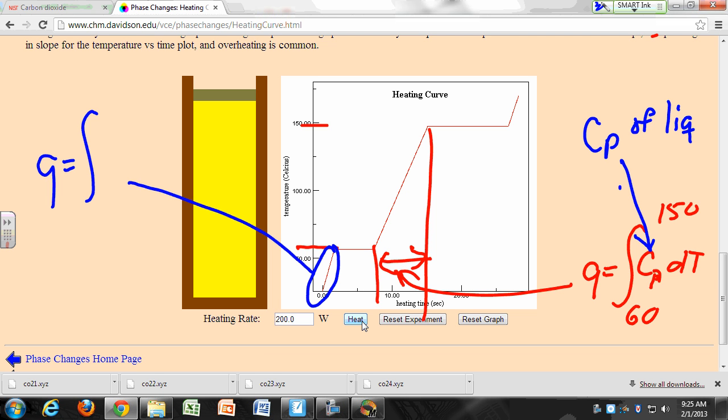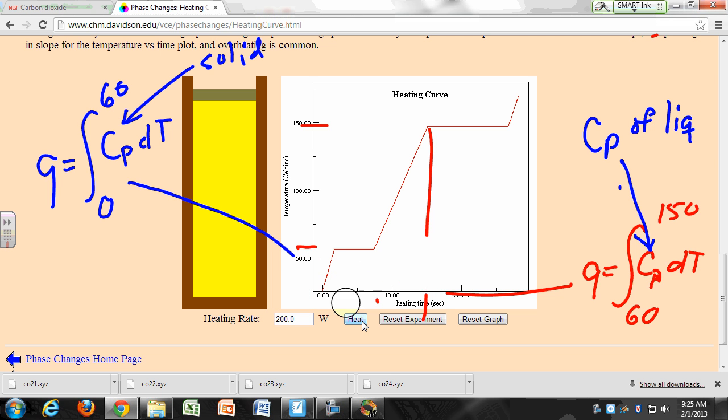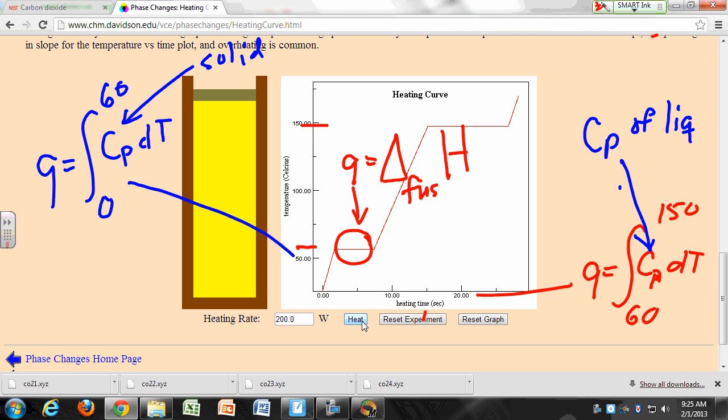Integral of Cp dt from 0 degrees Celsius to maybe 60 degrees Celsius. Let's assume it's melting at 60. This is Cp of the solid. Okay? And now at this point right here, while it's melting, what's Q for this? Q for that is known as the delta H of fusion, or the heat of fusion. Okay?